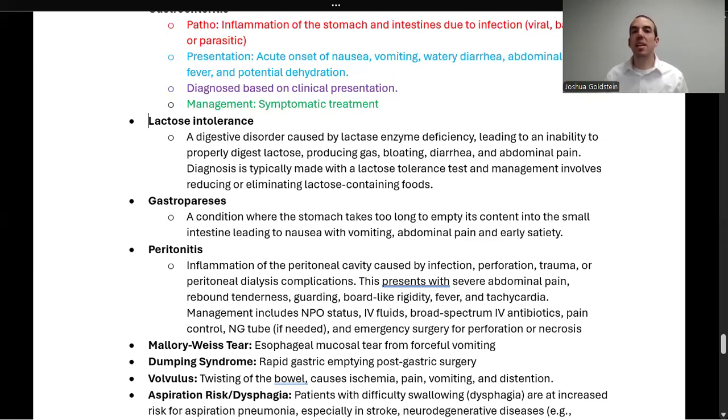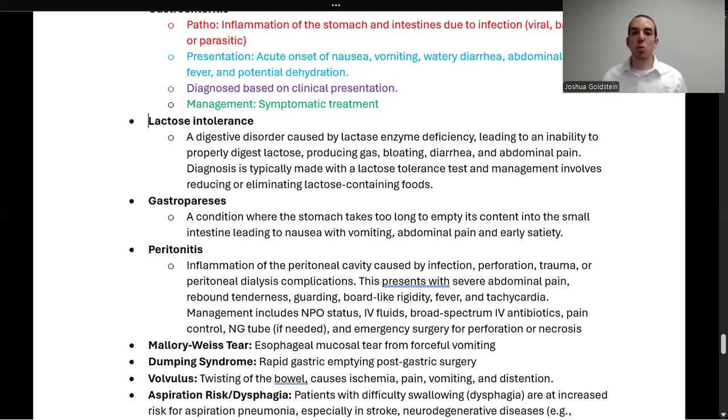Dumping syndrome, we see this sometimes after surgery. And definitely if you see this on a test, they're probably looking for some after-surgery question. And that's going to be rapid gastric emptying, where the stomach quickly empties out after gastric surgery instead of keeping the stuff inside the stomach, the chocolate cake or whatever we ate, and breaking it down before sending it down into the duodenum, into the small intestine.